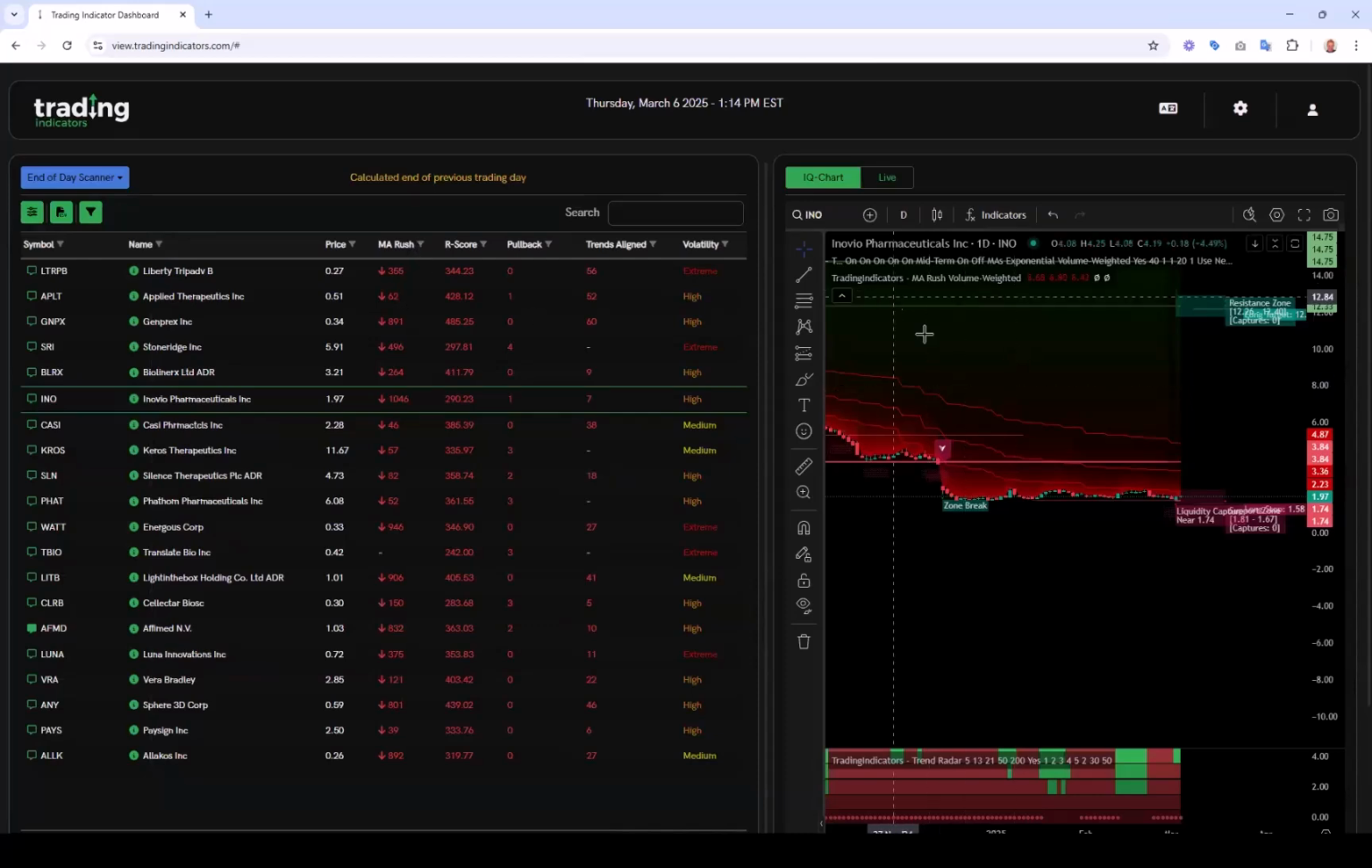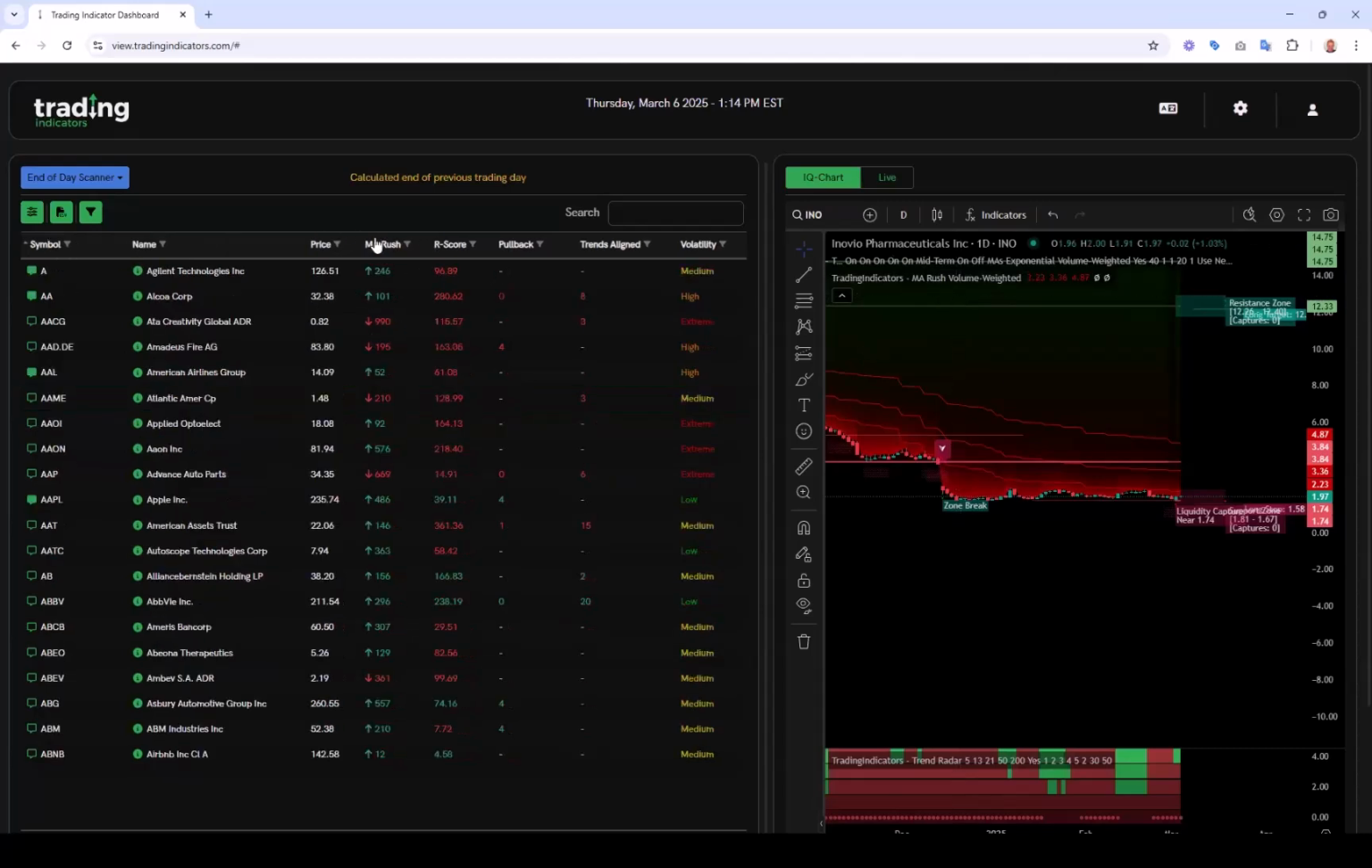MA rush, remember the indicator here, which is our macro trend indicator. So we can now see directly in the scanner whether the macro trend is bullish or perhaps bearish. If it's bullish, it's green and the arrow is facing up. If it's bearish, it's red and the arrow is facing down. That's the first thing you see.